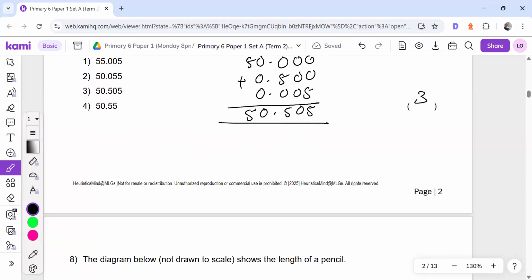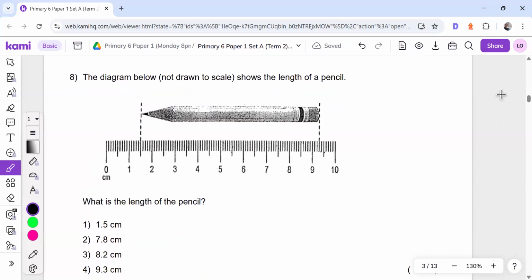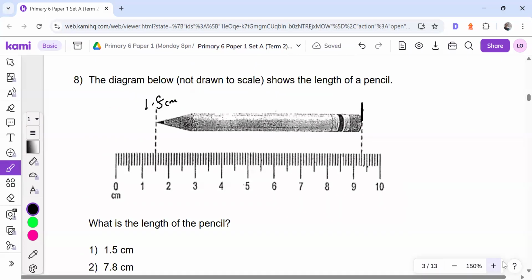Okay, question number 8. Okay, this one. You will need to count the gaps, count the lines. So the pencil starts at 1.5 cm. All right. And then what's the end? How long is here? You need to count the gaps. Okay, how to count the gaps? If you look carefully, this is 9. Okay, 9. Then 9.1, 9.2, 9.3. Yeah. So this is 9.3 cm.